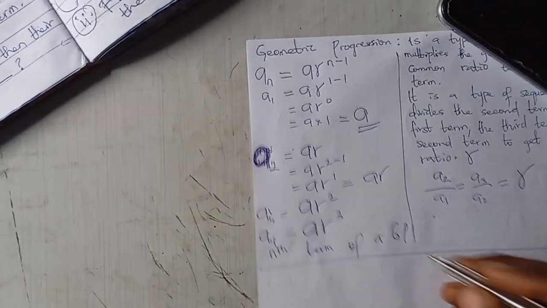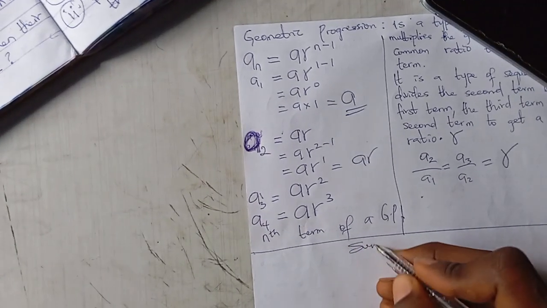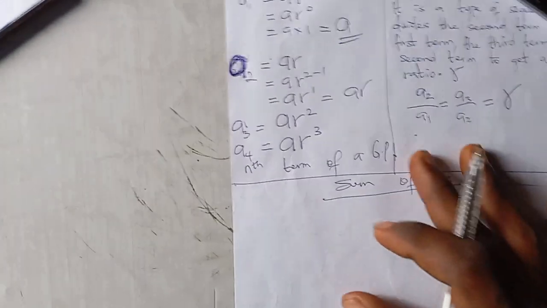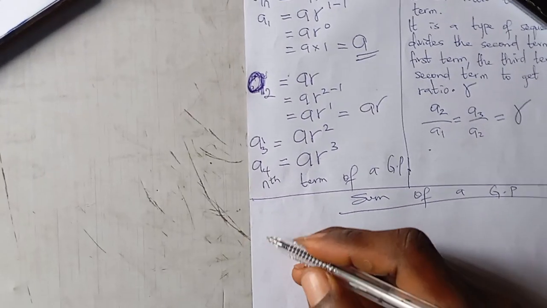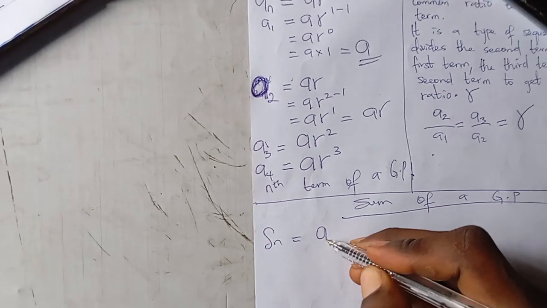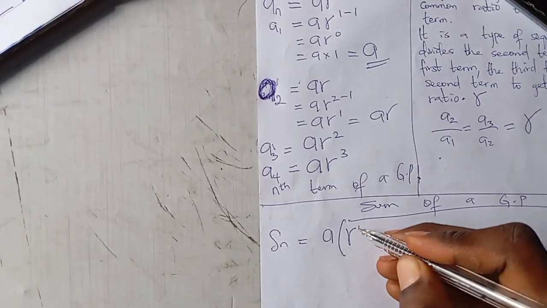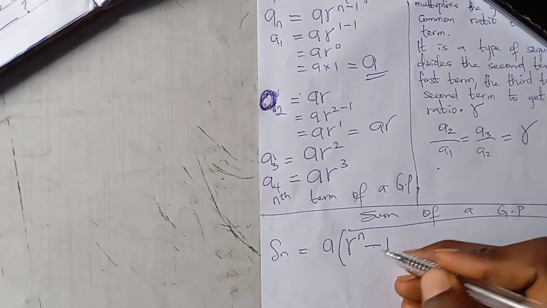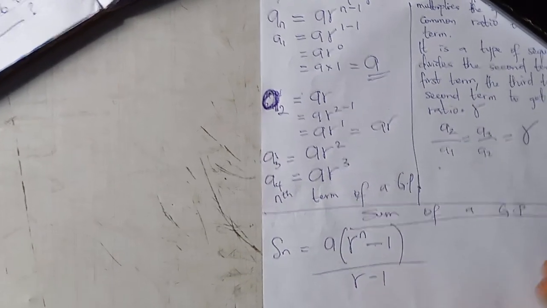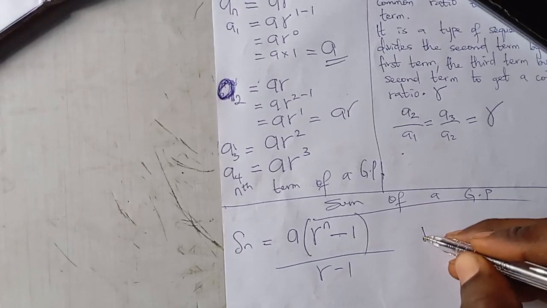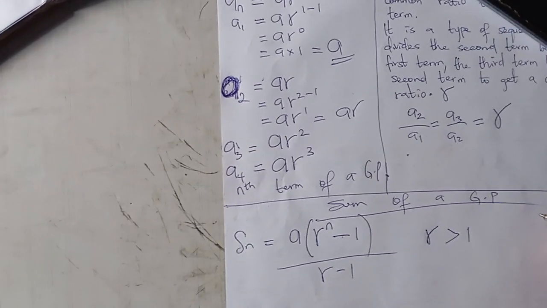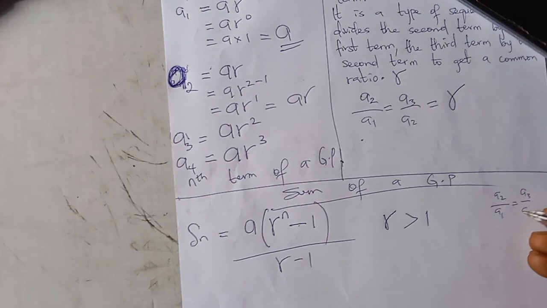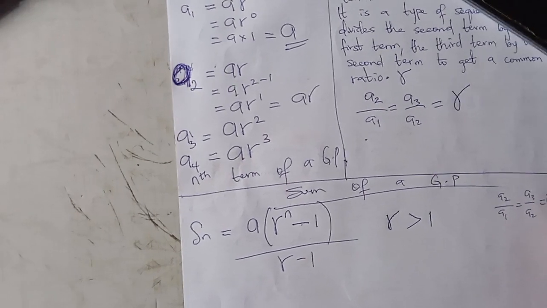What about finding the sum? So, sum of a GP. To find the sum of a GP, we make use of the formula Sn equals A into R raised to power n, it's almost the same thing, but instead of putting it on top, you now do minus 1, all over R minus 1. And please note, you only use this formula when your R is greater than 1. Let's say you've done A2 divided by A1 equals A3 divided by A2, and what you get as your R is greater than 1.